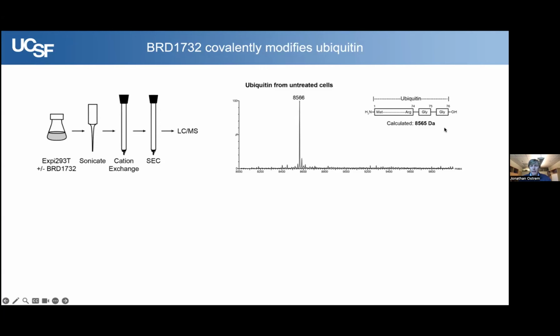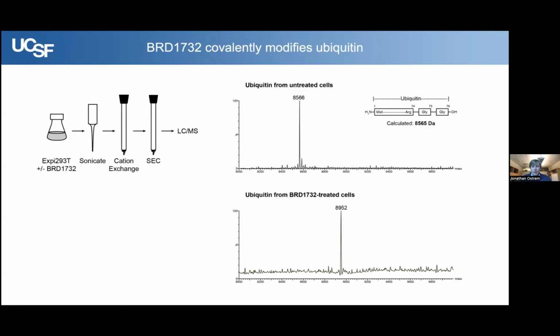You can see here the expected molecular weight of 8565 Daltons. When we pre-treat cells for 6 hours with our compound 1732 and do the same thing, you can see that ubiquitin in the cell now has a new molecular weight of 8952. And to our surprise, that exactly matches the expected molecular weight of a conjugate between ubiquitin and our compound. So our ubiquitin plus our compound minus water.